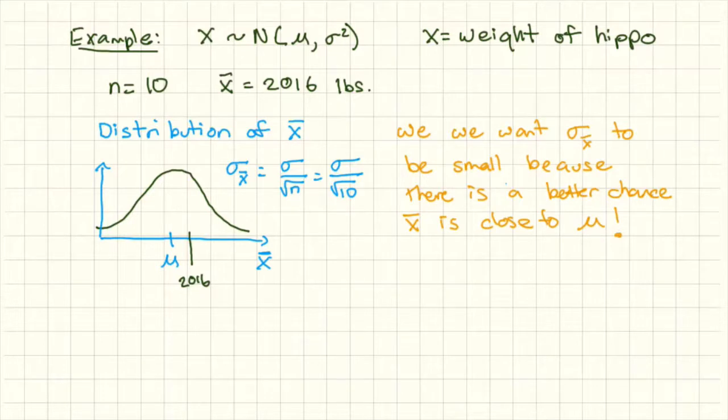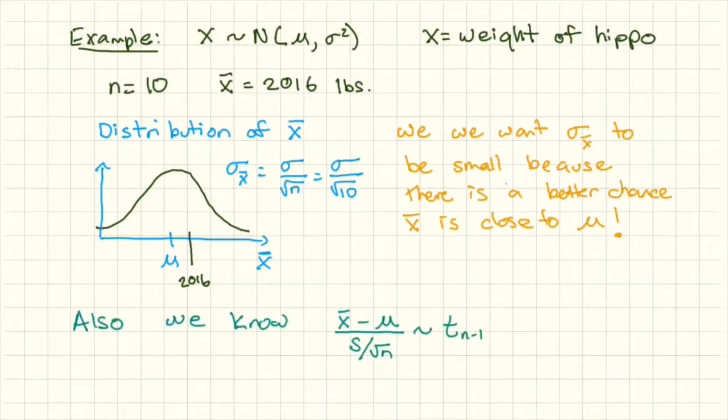Another thing about this is that when we choose an estimator, we want the error of the estimator, which is the standard deviation of the estimator, to be small, because then there's a better chance of getting a statistic or an estimator close to mu, the thing that we actually want. Another good thing is that we know this statistic here is going to be distributed t. So these are all things that are going to help us.